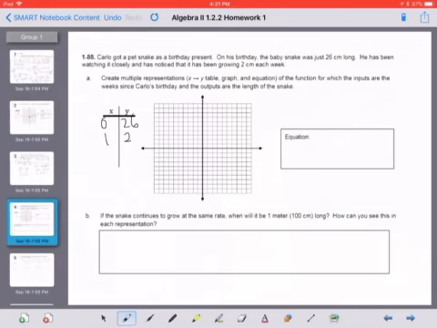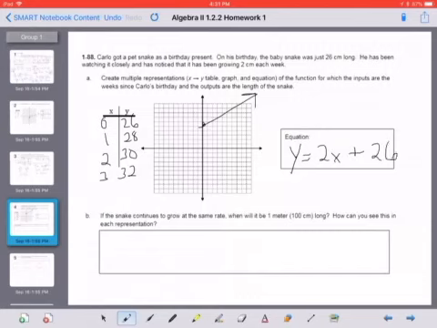So in week 1, it would be 28. Week 2, it would be 30. Week 3, it would be 32. And so on. So I counted up by 5s, so that 26 would be about right here, and then it's going to just go up like this, approximately. And then my equation is y equals 2x plus 26. That way, at 0, I have 26, but at 1, 2 plus 26, and so on.